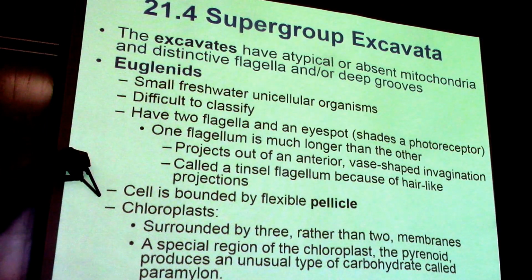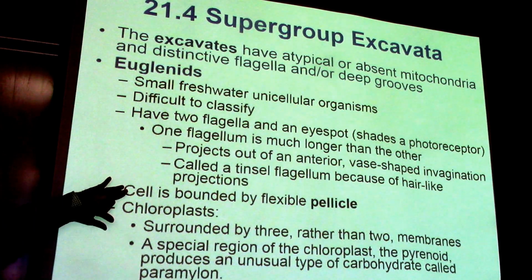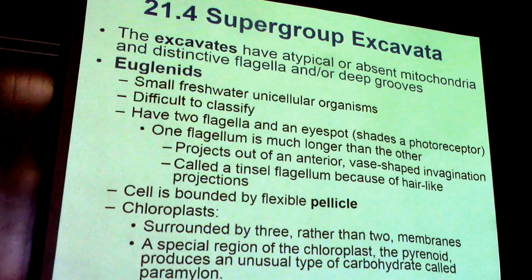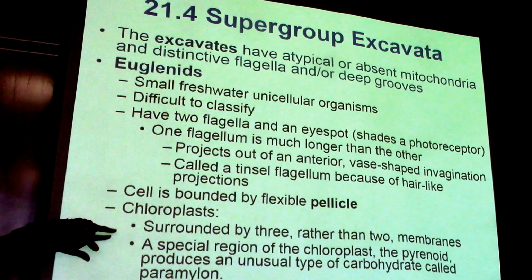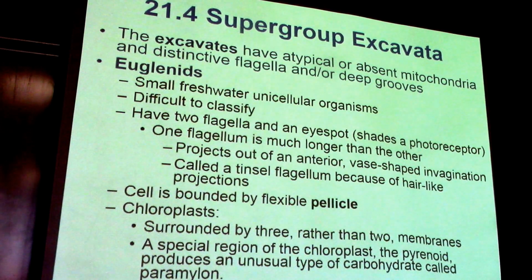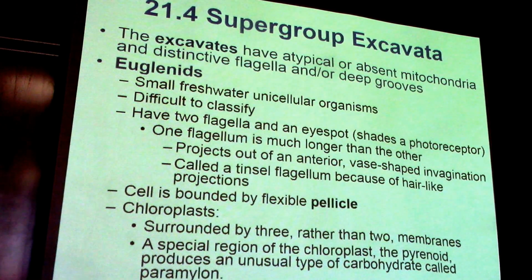Their cells are bounded by a flexible pellicle. Pellicles are structures made of proteins that help give shape to these cells. They have chloroplasts. Chloroplasts are also a little bit unusual. Instead of having two membranes around them, their chloroplasts have three membranes around them. They also produce carbohydrates, called paramylon. We saw a case of another organism that produces laminarin. This one is paramylon.